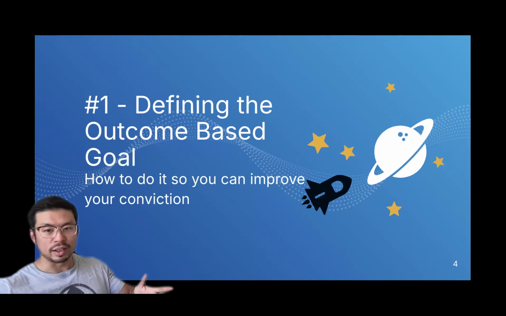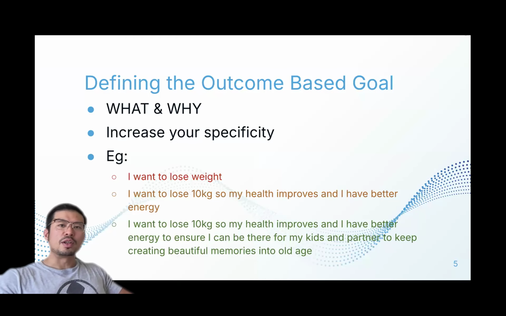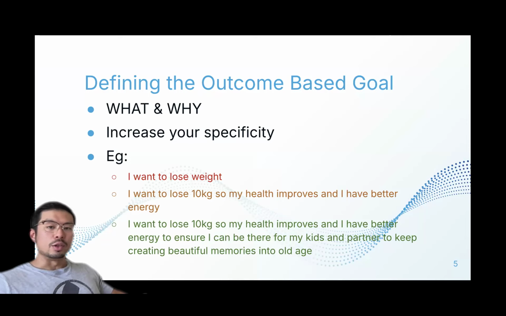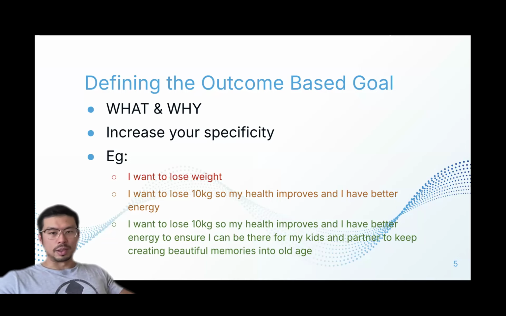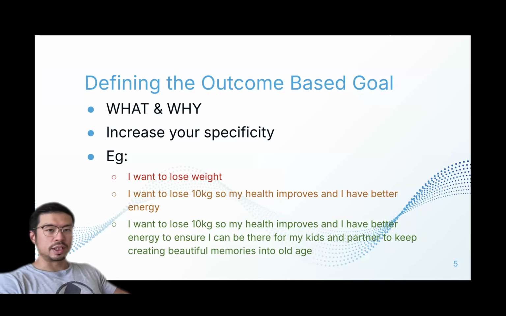And just like losing weight or making X amount of money is not going to be enough. And so, how do you define outcome-based goals? Basically, you need to understand the what and the why of your outcome that you're looking for. And you have to get really specific about it. So I put down 3 examples here.